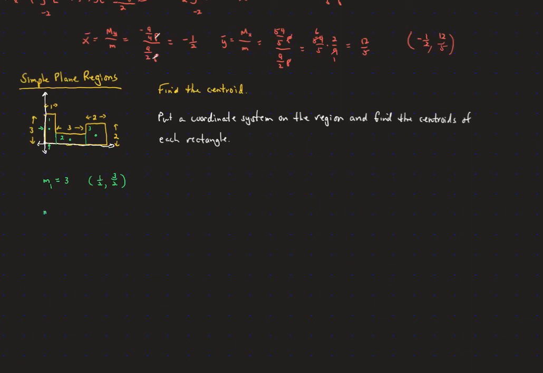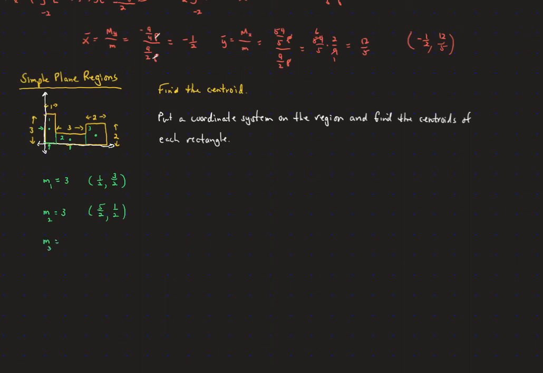And then our second mass is going to be the mass of that second rectangle. So that looks like it's 3 by 1, so it's going to also have a mass of 3. Its location is going to be halfway in between there. So that's going to be 1, and then another 1.5 will make that 2.5. So I guess that's 5/2. And it's going to be a y value of 1/2.